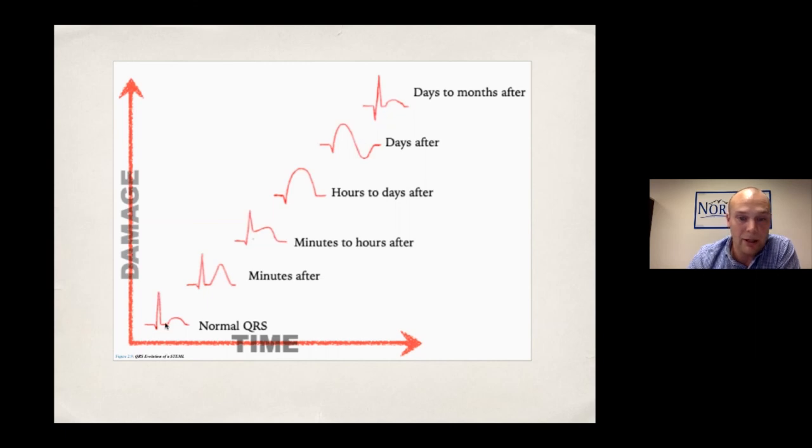So this is the common progression: baseline, hyperacute T wave, ST elevation rounding with T wave inversion, and then Q wave. This is the damage as it goes along, so there's more damage as you go this way, and then this is just necrotic right here. And this is the time frame, typically.